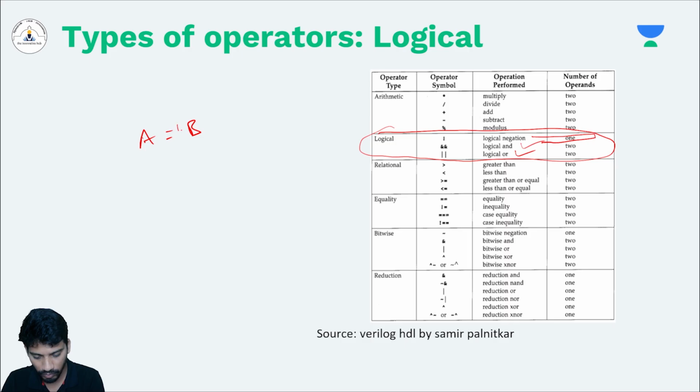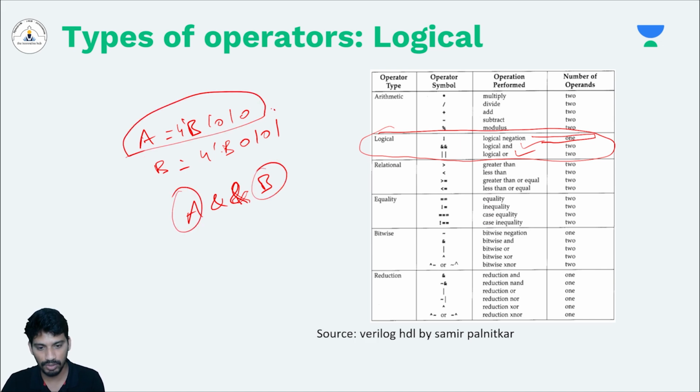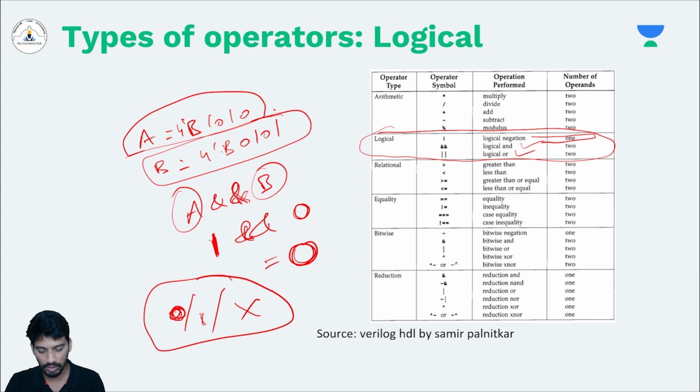My A is equals to 4-bit binary 1010 and my B is equals to 4-bit binary 0101. Right? If I evaluate A and B, what does it do? It will do the logic operation between A and B. Since A is a number which is not equal to 0, it is equivalent to 1, and B is also a number which is not equal to 0, so it is equal to 1. So the output of a logic operator will always be either 0 or 1 or x. You will get x when any of the inputs has an x, right? Otherwise, the output will be either 0 or 1. It is checking whether the inputs are logically true or false.